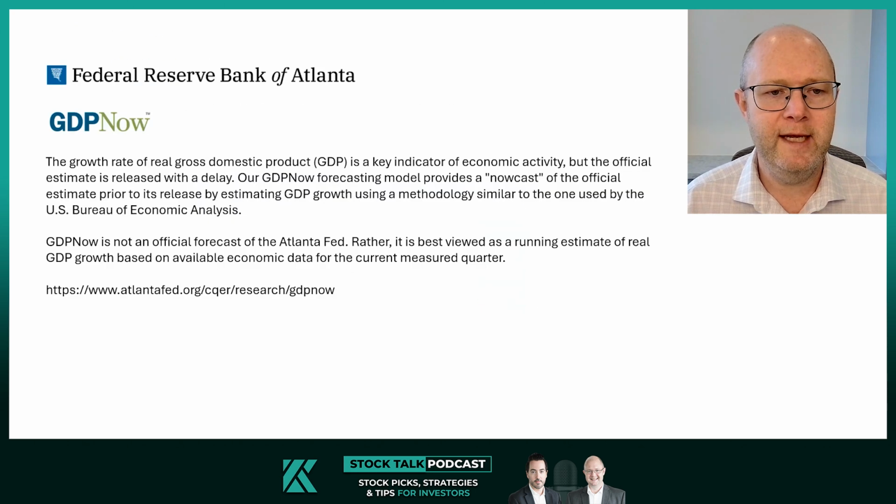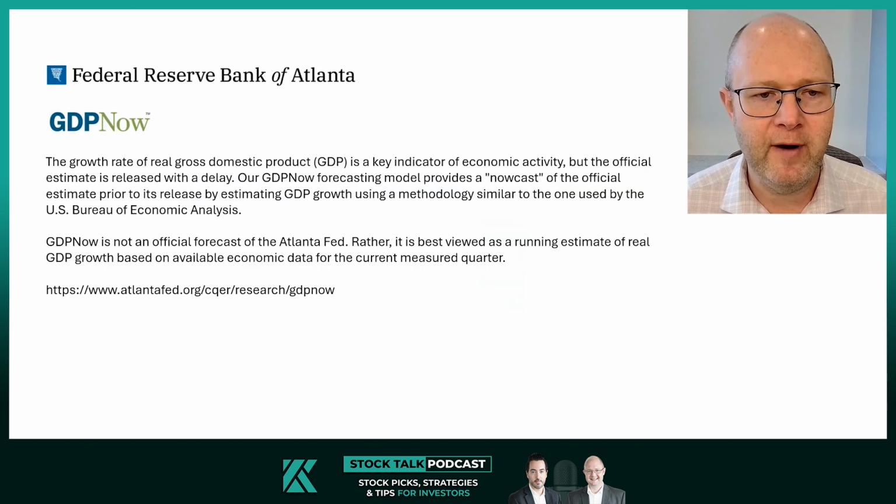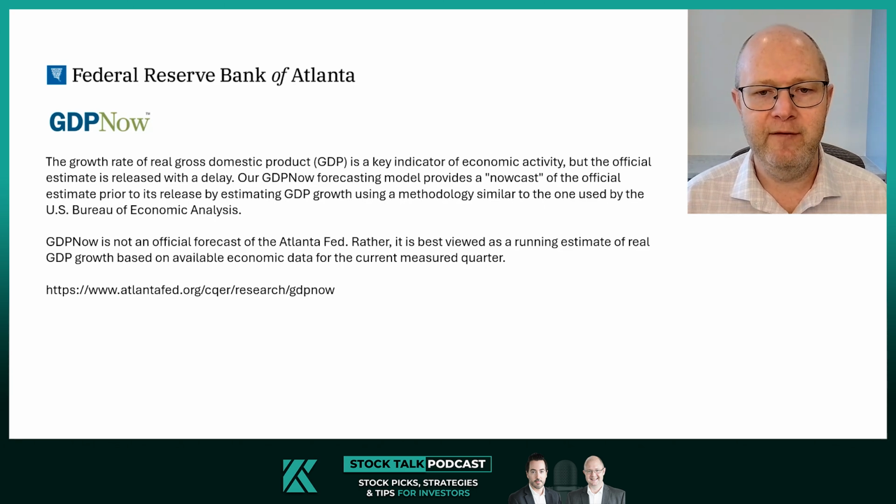So first of all, what is GDP Now anyway? GDP Now is a forecast provided by the Federal Reserve Bank of Atlanta. It forecasts the GDP of the US, but it does this in a different way than typical forecasts. This model provides a now forecast, which means that it incorporates real-time data. And this forecast is always changing. I think it changes every week or two.